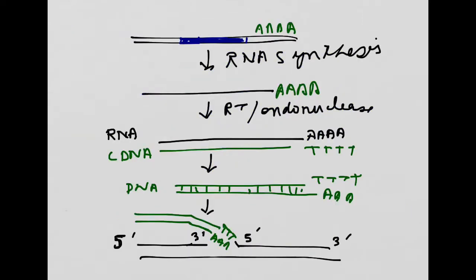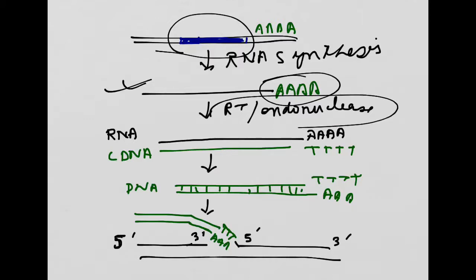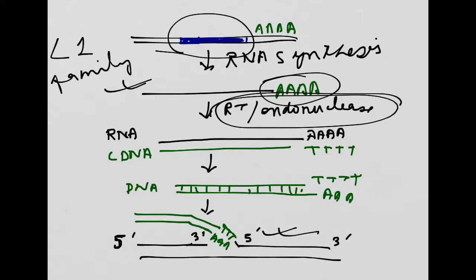So this is how LINE transposons replicate. First, their genes will be transcribed into an RNA molecule, which will have a long stretch of A sequences. Then that will be converted into a cDNA molecule with the help of the reverse transcriptase enzyme, and the cDNA molecule will form a double-stranded structure. With the help of the enzyme endonuclease, they form a nick in the new target site and then get integrated into the new target site. This is how the L1 family moves by the transposition method.